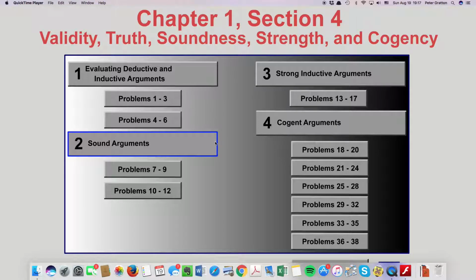So for now, we'll be looking at Chapter 1, Section 4, Validity, Truth, Soundness, Strength, and Cogency. What I should say is validity, truth, and soundness will have to do with deductive arguments, and strength, cogency, and truth will have to do with inductive arguments. You've seen these before in Section 3, but now we're going to be able to test whether they're actually good arguments, not whether they're just valid or invalid, as we'll quickly see, or whether they're strong or weak. Okay?